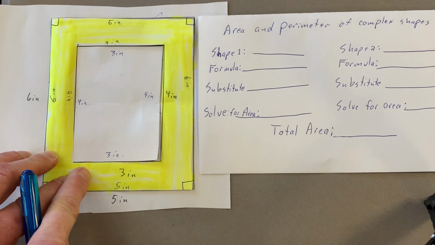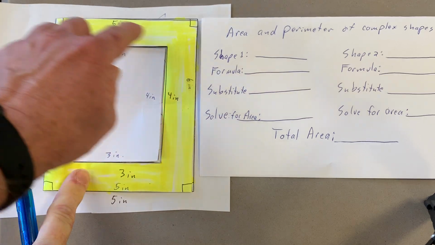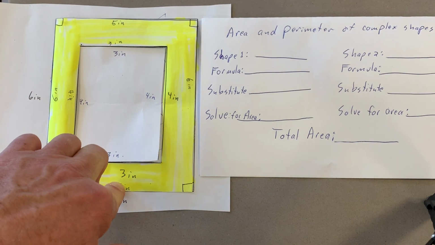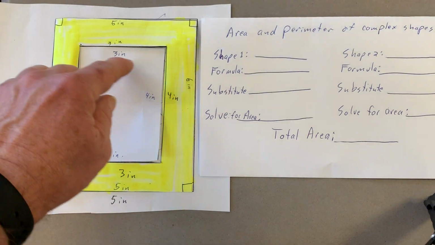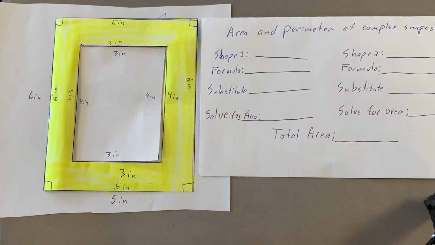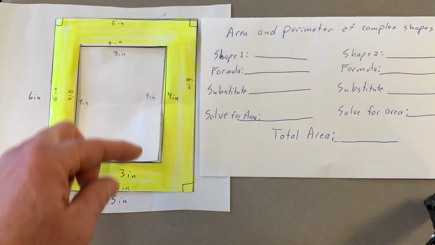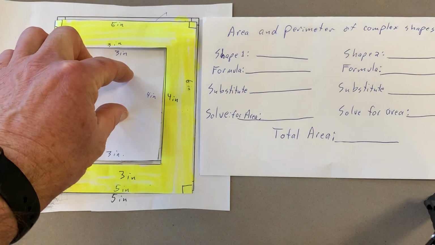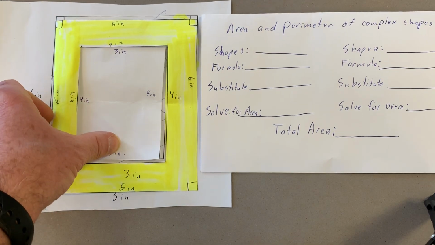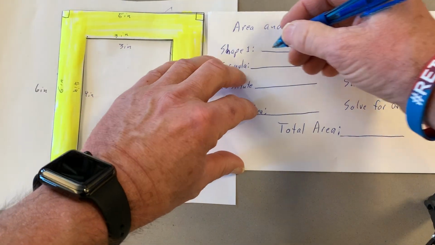Okay, so we have a 6-inch side on the outside, on both sides, 5 inches on the outside on both ends. That's the outer rectangle. And if I subtract the inner one from it, the 3-inch triangle, or sorry, rectangle, and a 4-inch side, if I subtract this white area from it, I will get the shaded area. So let's try that. Shape 1 is a rectangle.